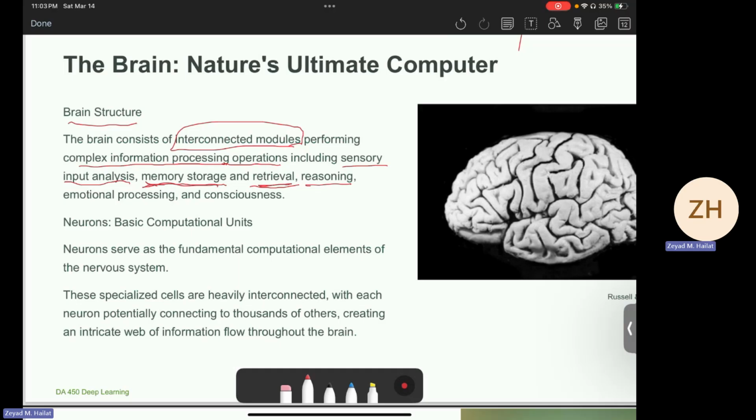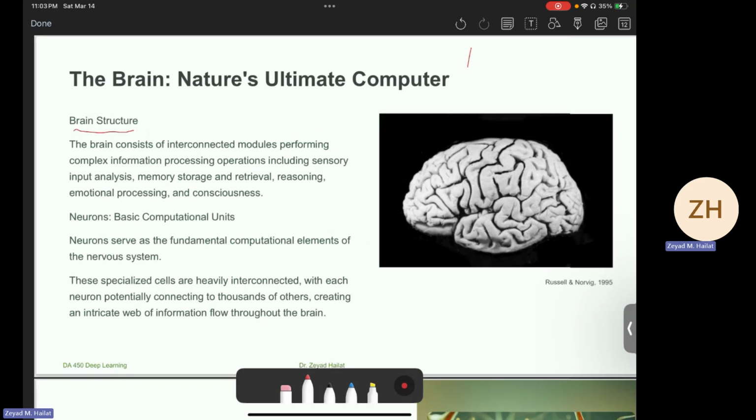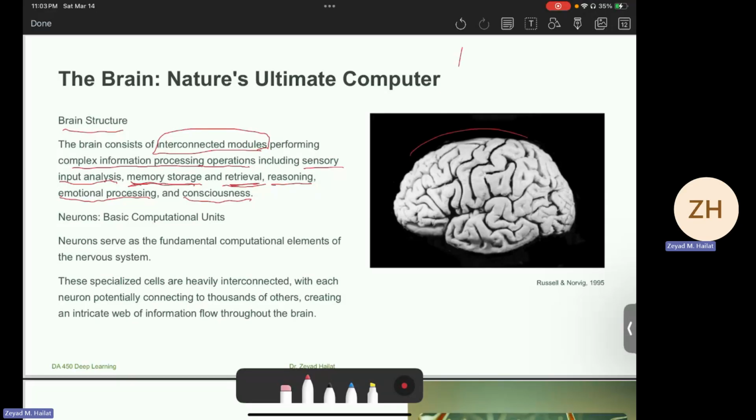It has some emotional processing, like when you feel something, you are happy, you are sad. It has consciousness as well. Now, if we look at the brain here, as you see on the right-hand side, we see it in the form of manifolds. The goal of these manifolds that you see here is to increase the surface.